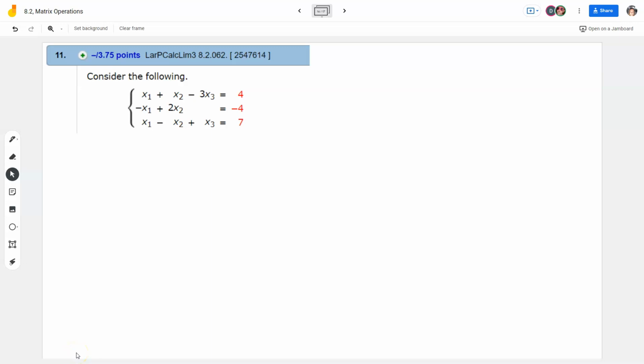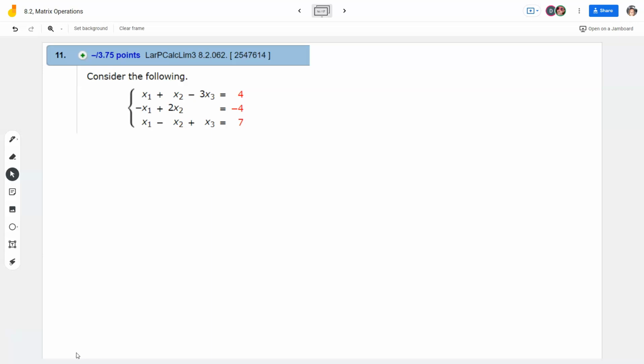Alright, number 11. In the Jamboard right now, if you go back one slide, there is an example of problems that we did not do on Thursday, because I figured it would show up in homework and you would ask a question if you needed it, and we'd go over it. And you did. So, here's number 11.